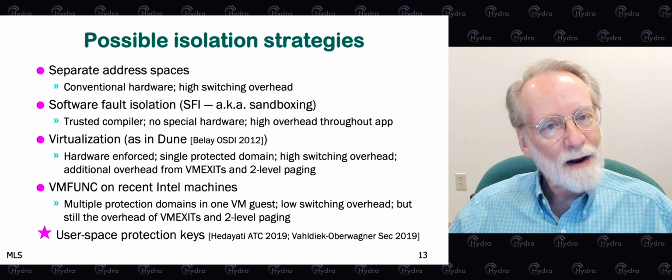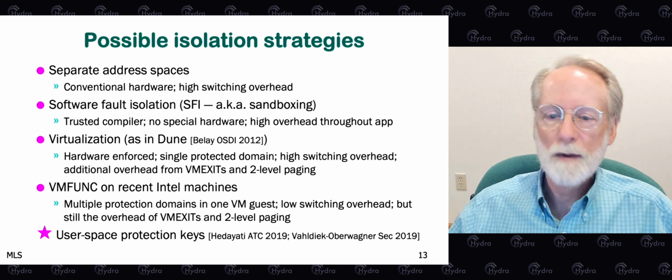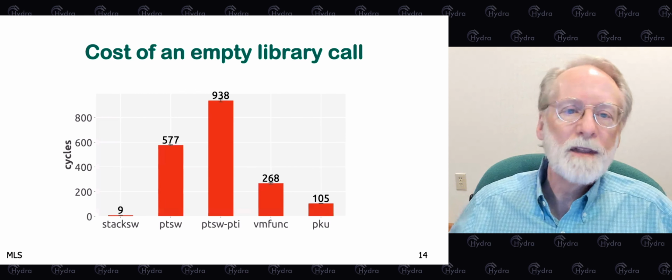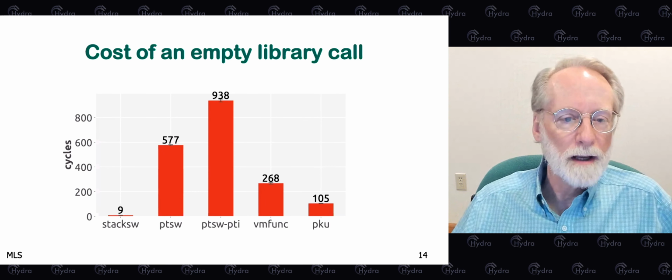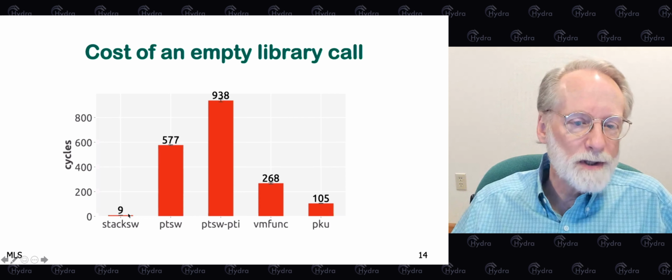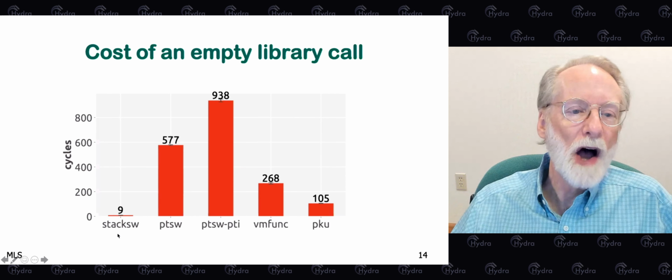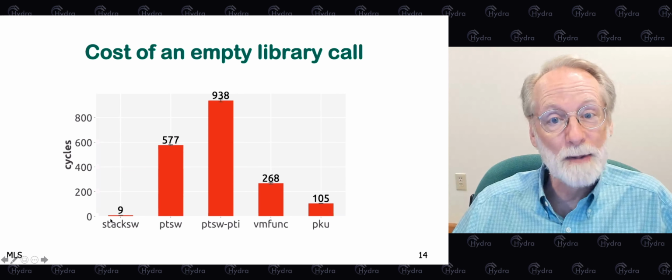So just to compare these possible strategies, ignoring software fault isolation for the moment, we can think about the cost of an empty call in a protected library. For comparison purposes on the left, I've shown the roughly 9 cycles it takes to switch stacks without imposing any protection at all.